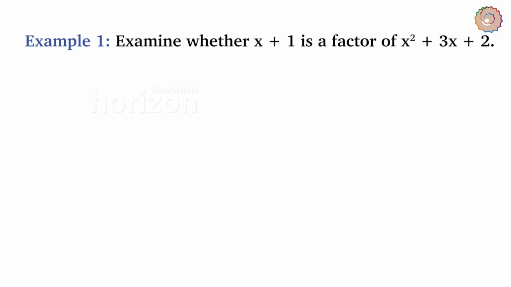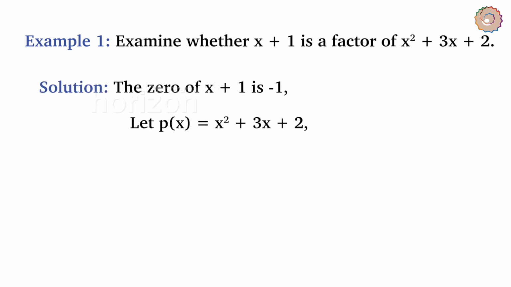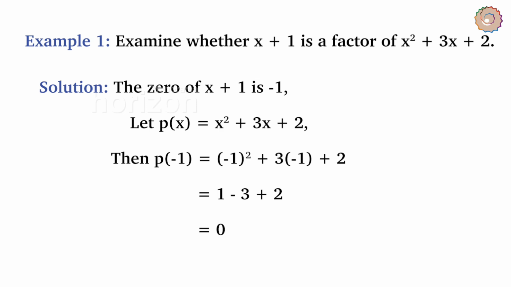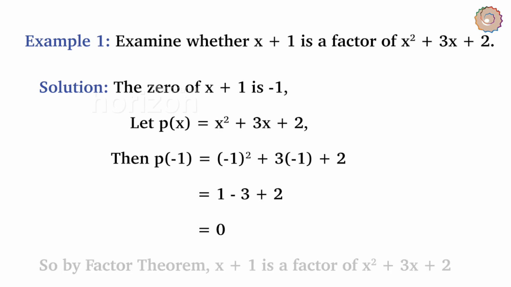Let's work it out on this problem. Examine whether x plus 1 is a factor of x square plus 3x plus 2. The zero of x plus 1 is minus 1, and let p of x equals x square plus 3x plus 2. Then calculating p of minus 1, we get 0. So by the factor theorem, x plus 1 is a factor of x square plus 3x plus 2.